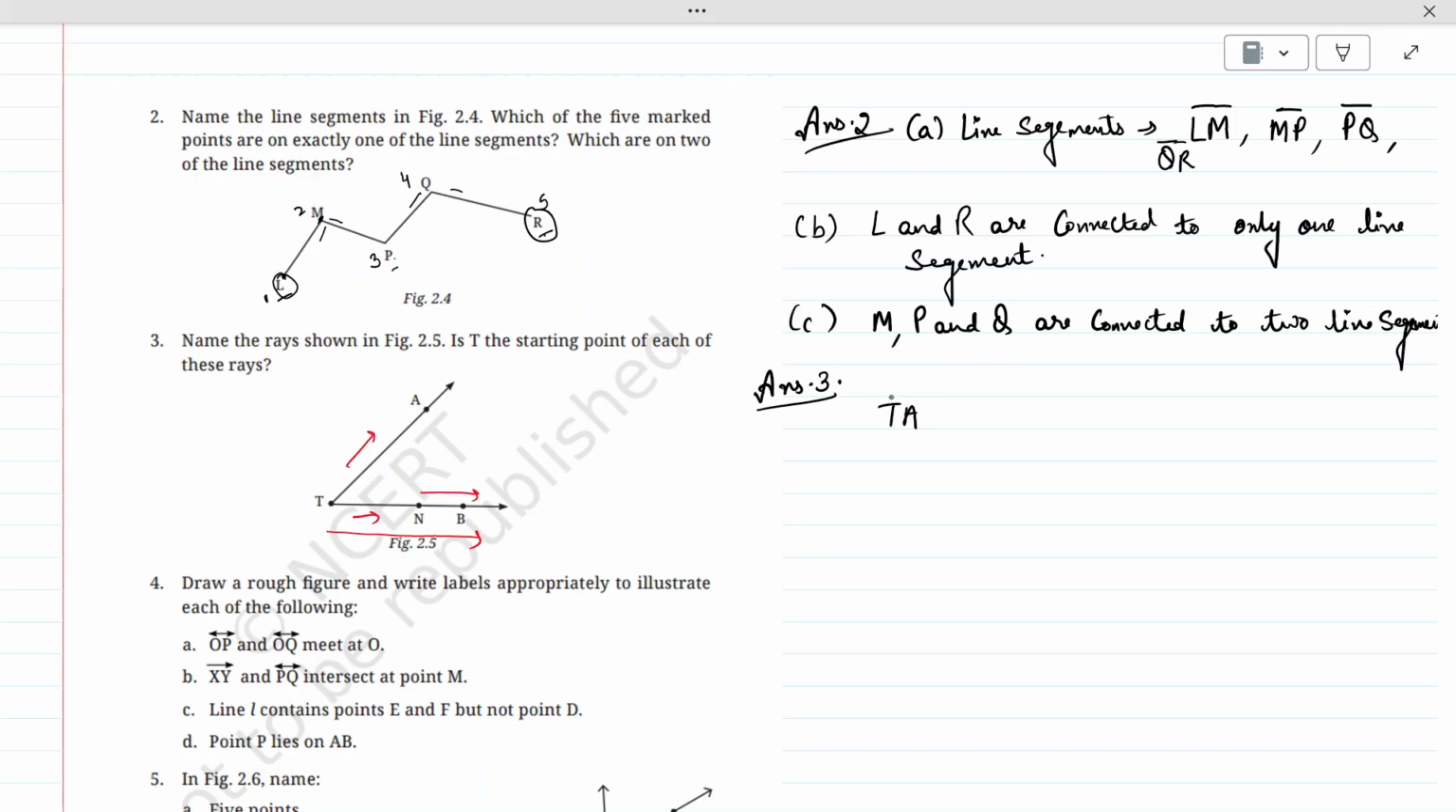So I'm writing the different rays: TA. How do we represent it? A fixed point and an arrow in one direction. It is the representation of a ray. Second one we have TN.